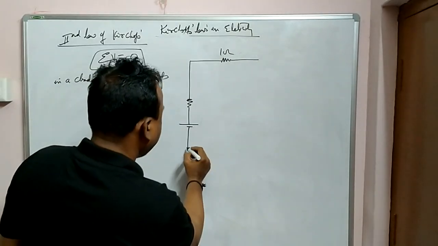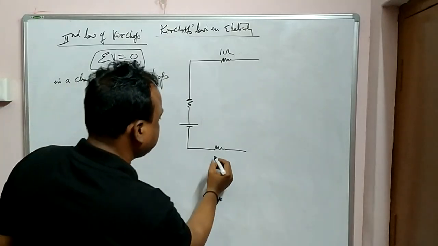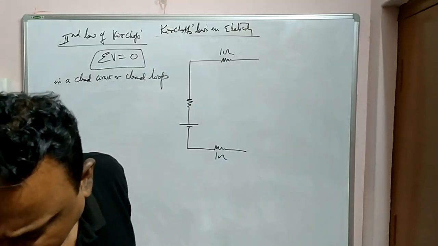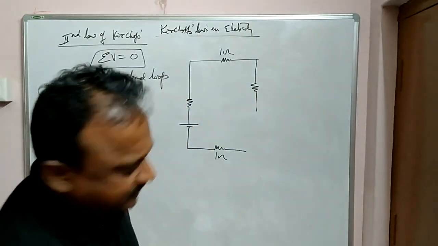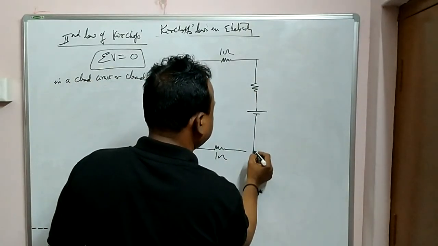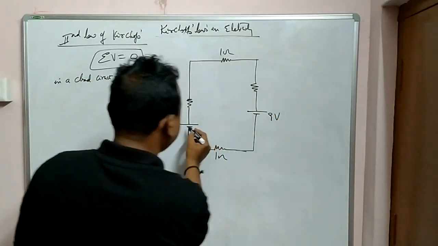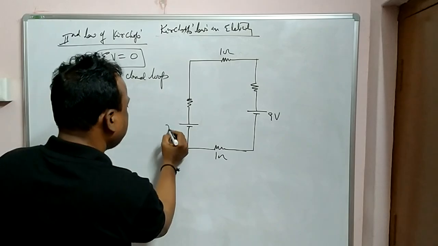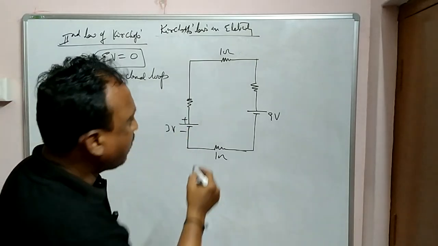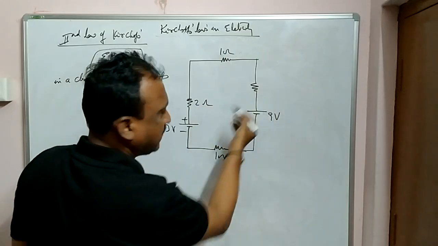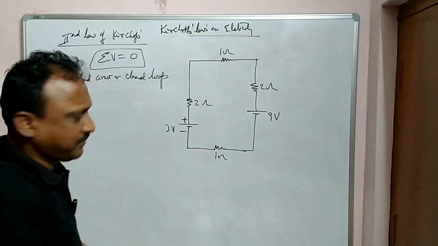Okay, resistance is given here. Take some value, this is also 1 ohm. And here also some resistance. One more battery, that also I am giving value as 9 volts, and this is 3 volts, plus minus. Resistance values also given here, 2 ohms, 1 ohm, and here also some 2 ohms. Let us take some example.